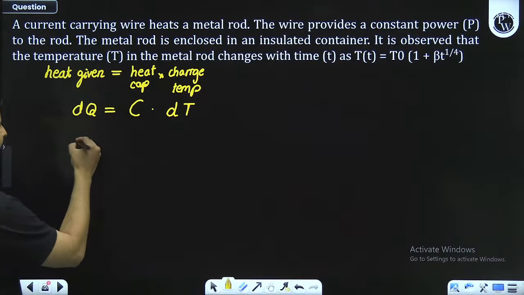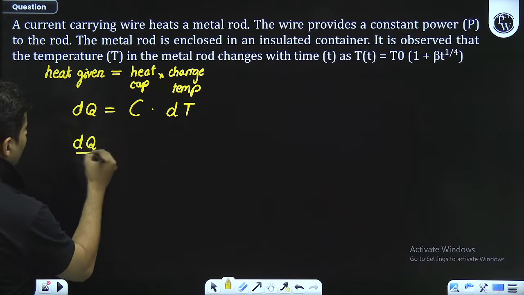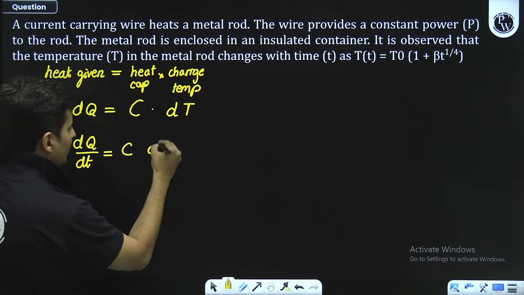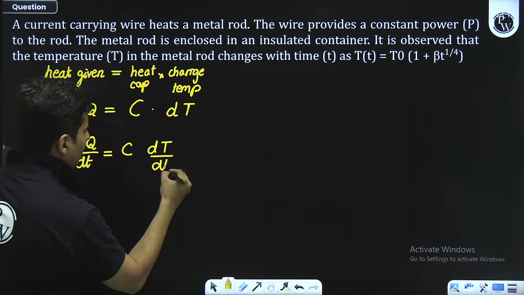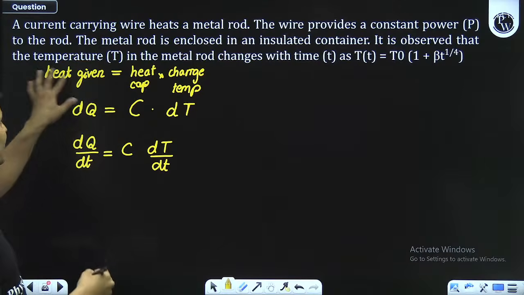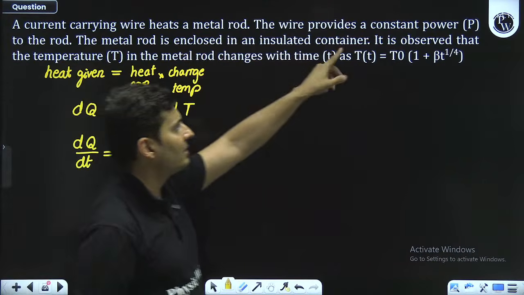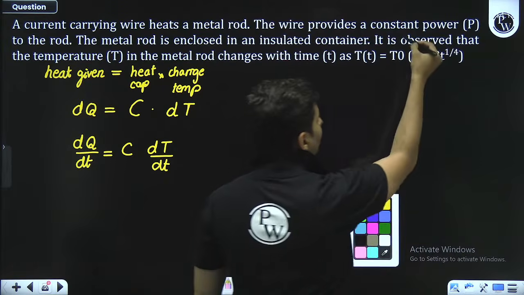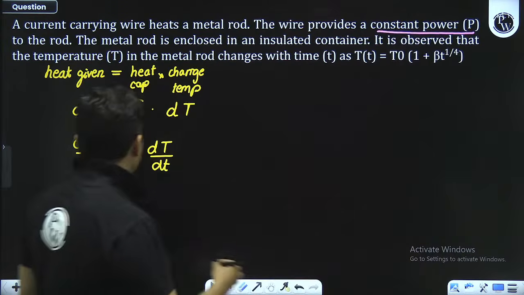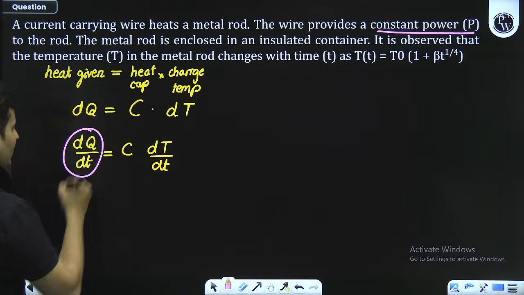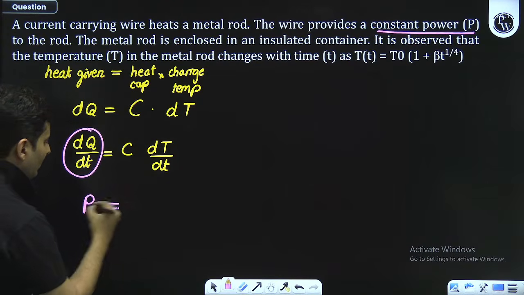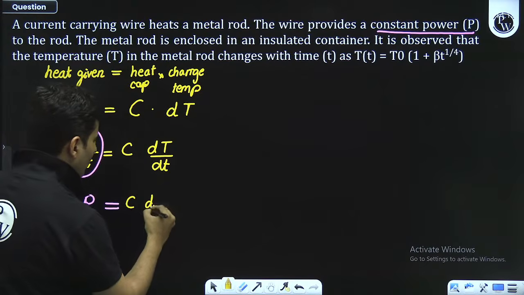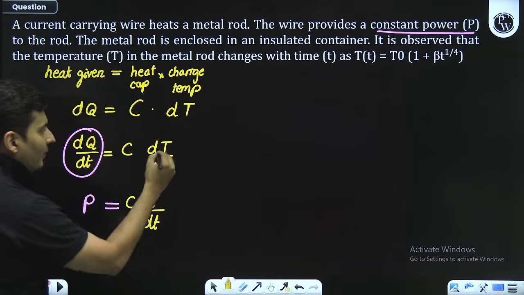Now, if I find the heat flow rate, the heat which is given to it, dQ by dt will be C, a constant, brought outside, dT by dt. This is the rate at which heat is given. The rate at which heat is given is exactly that power. So understand that this power is exactly the rate at which the heat is given. So I'll just replace it with P. That's it. P is equal to C into d by dt of temperature.